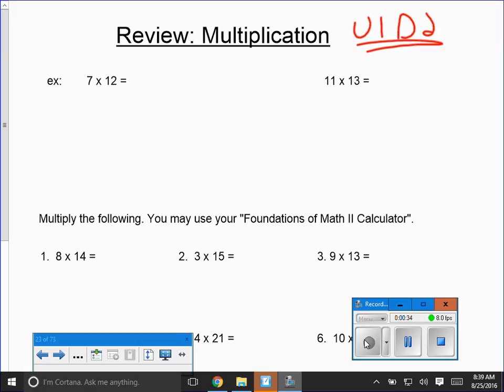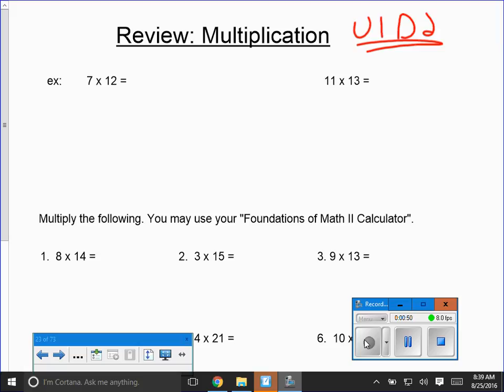multiplication and division today. We did a little bit with addition and subtraction yesterday. So first we'll go over the main way, the way you were probably originally taught to multiply, and then we're going to go through some shortcuts that you might find a little easier.